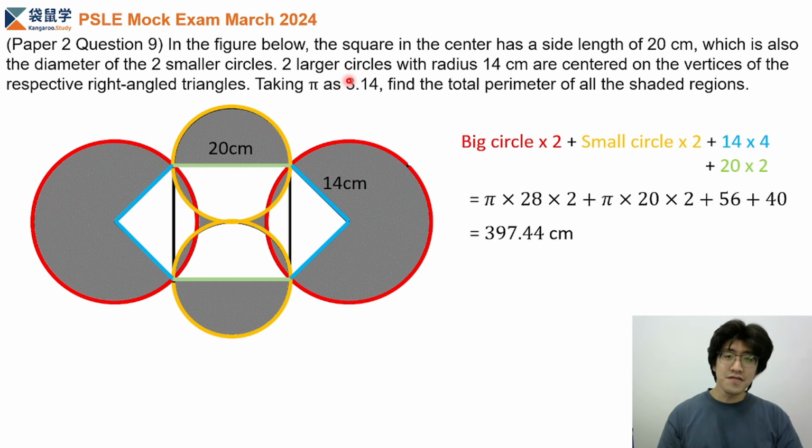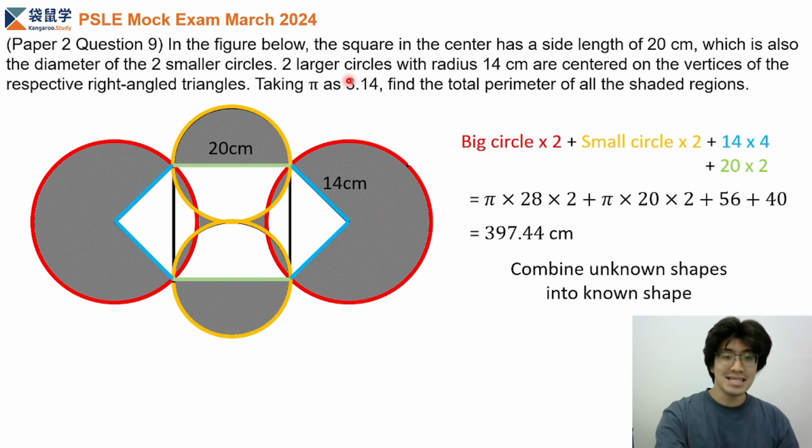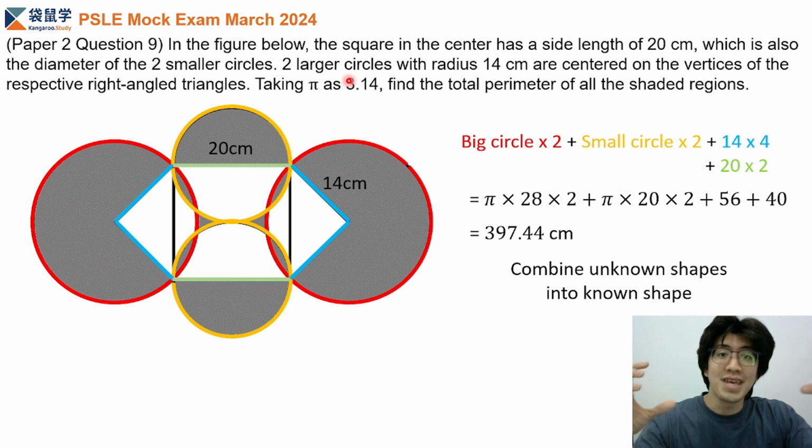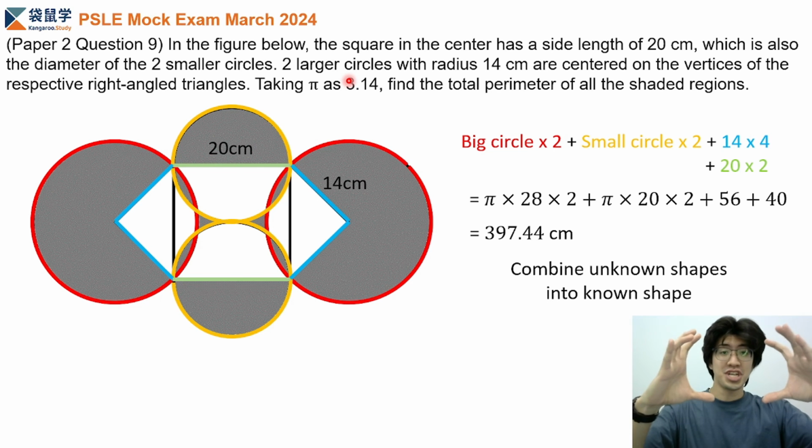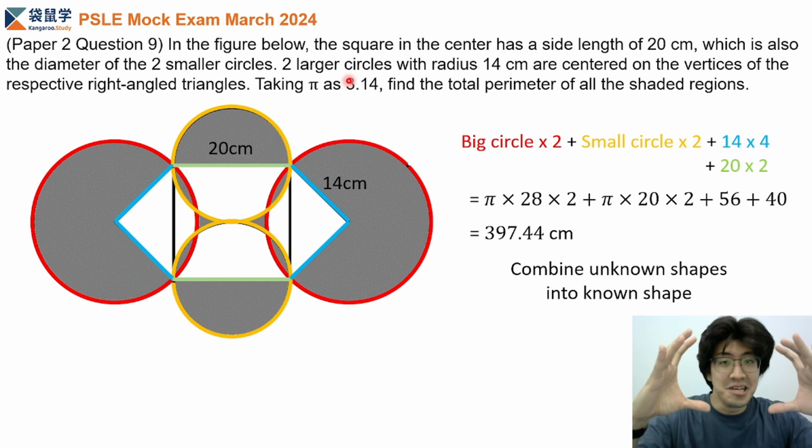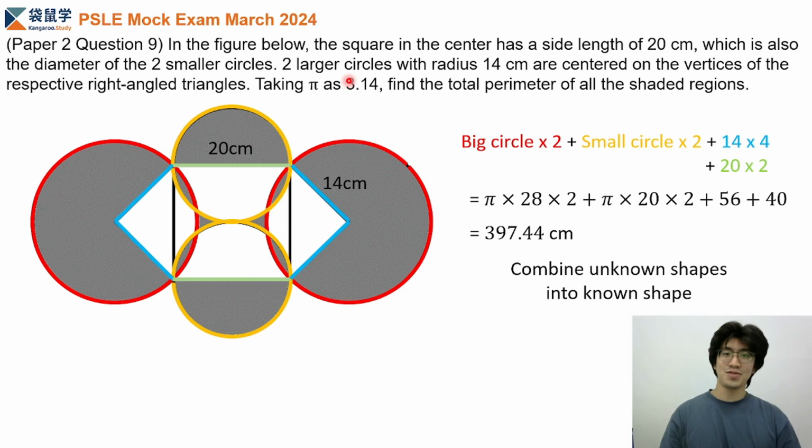So what can we learn from it? Well, the technique that we learned from this question is that if you have some unknown shapes that you can't solve directly, then we can try to combine them together to form a known shape that we can solve easily. So that's the main idea from this question.